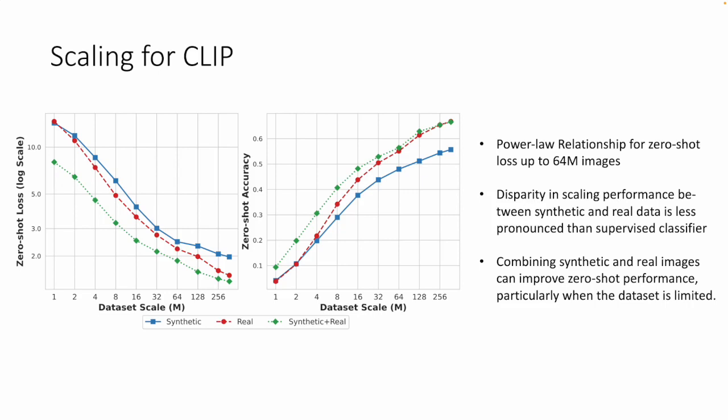Additionally, the scaling performance gap between synthetic and real is less pronounced than in the supervised classifier setting. Moreover, combining synthetic and real images during CLIP training can really enhance zero-shot performance, particularly when the dataset scale is limited.